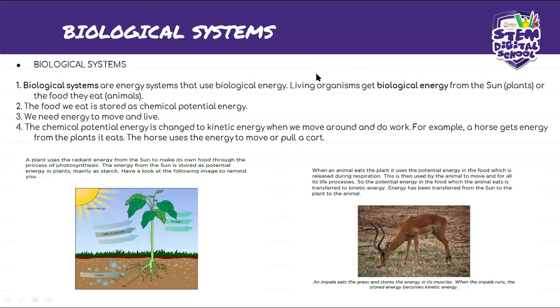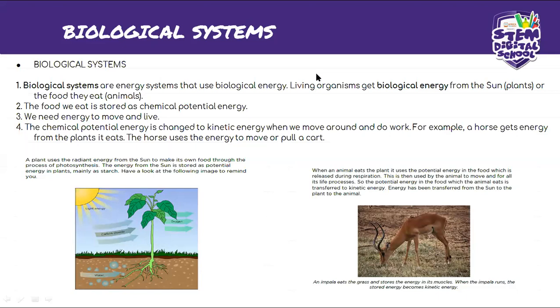All right. So I've just got a message that somebody said he or she cannot hear me, so I'm going to repeat the biological system. So I'm saying the biological systems are energy systems that use biological energy. Living organisms get biological energy from the sun or the food they eat. The food we eat is stored as a chemical potential energy. We need energy to move and live. The chemical potential energy is changed to kinetic energy when we move around and do work.